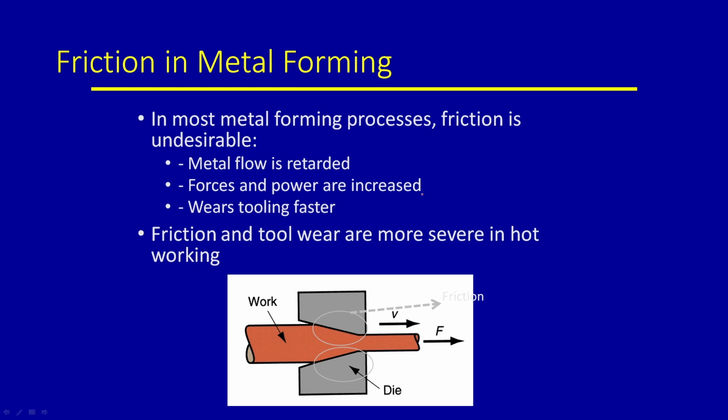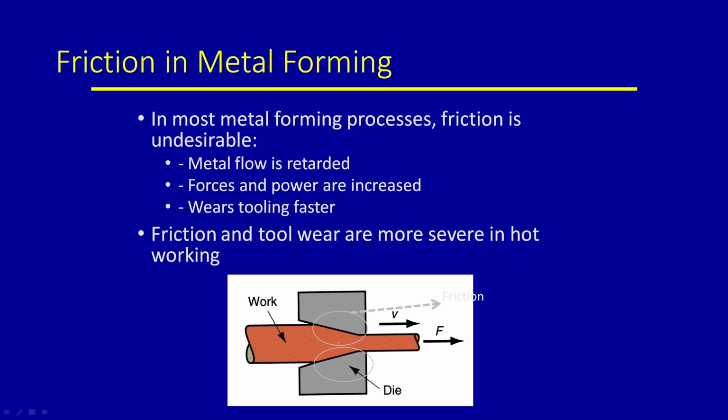And not only that, you are using moving components, and when moving components are used, there will always be friction and metal flow is retarded. Like here, a workpiece is pushed through a die. In between the contact points between this workpiece and the die, there is going to be a huge amount of friction, and friction and tool wear are more severe in hot working conditions. Because of this, metal flow is retarded, forces and power are increased, and it can lead to a lot of wear and tear of the tool.